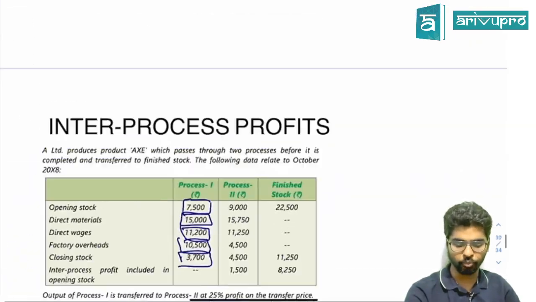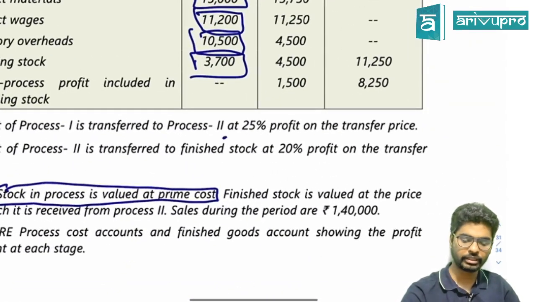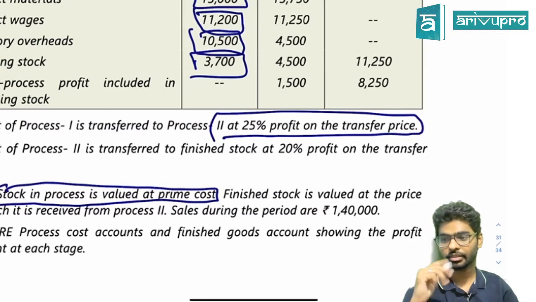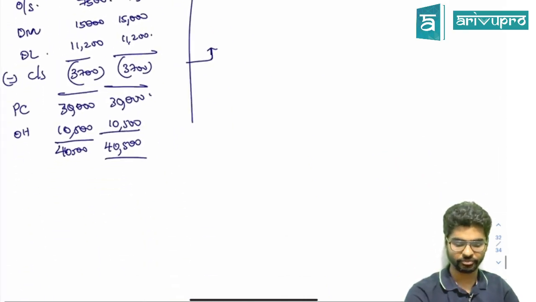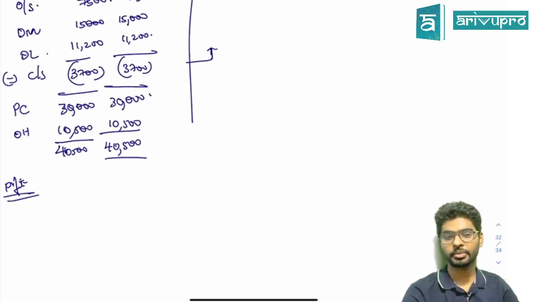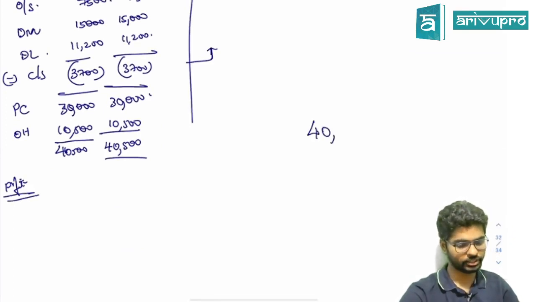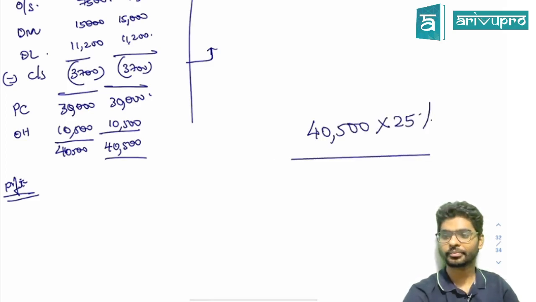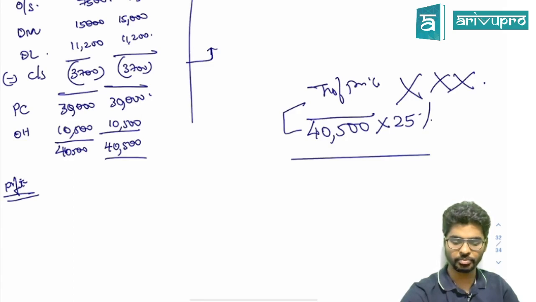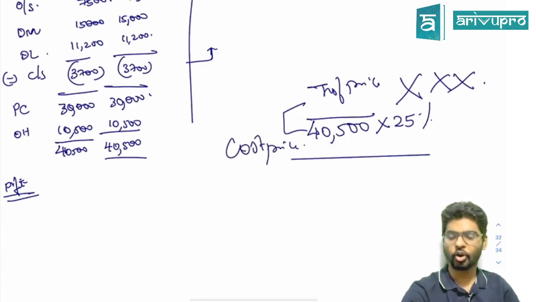Now at what profit are they transferring? They are transferring at 25% of the transfer price. So how much is going to be my profit? How much will be my profit? 40,500 into 25%. If you guys do this, this is wrong. Why? Because this is not the transfer price, this is my cost price.